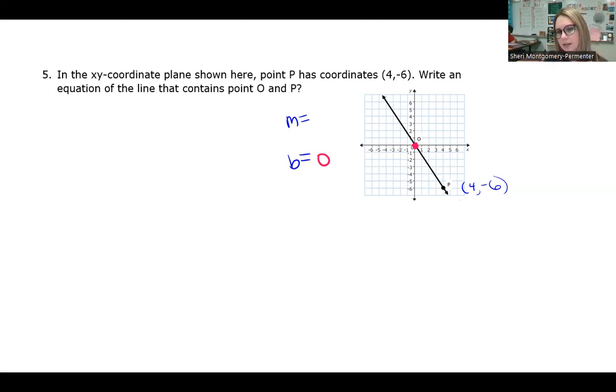For my slope, I'm going to have to count from left to right how far down and how far over I go. So it looks like I go down 6, so I need to say -6, and I go over 4. So my slope, down 6, over 4, does that reduce?